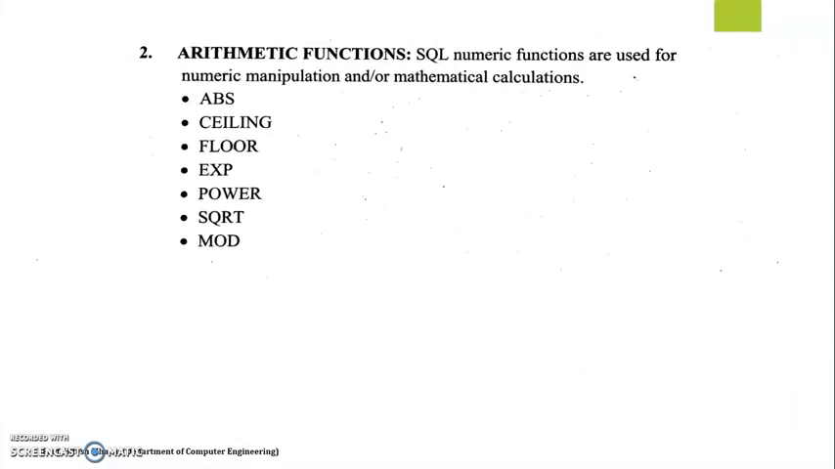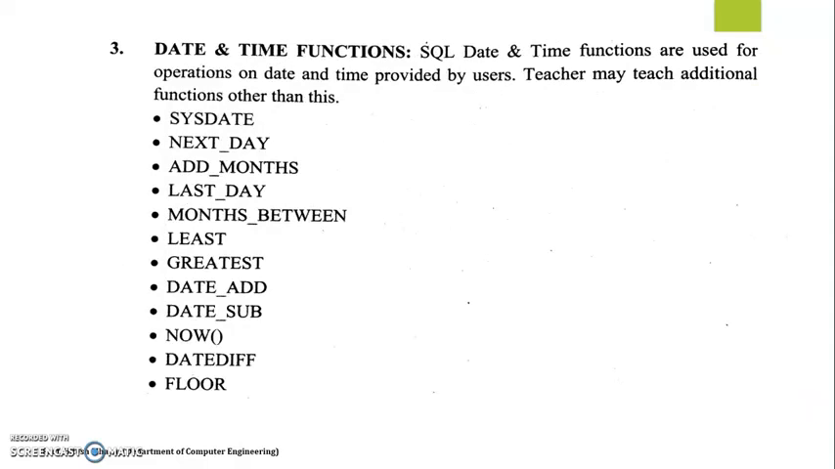Some of the arithmetic functions, used for numeric manipulation or mathematical calculation, are ABS for absolute, ceiling, floor, exponential, power, square root, and modulus. Date and time functions are used for operations based on the date and time provided by the user, like sysdate, next_day, add_months, last_day, months_between, least, greatest, date add, date sub, now, date difference, and floor.